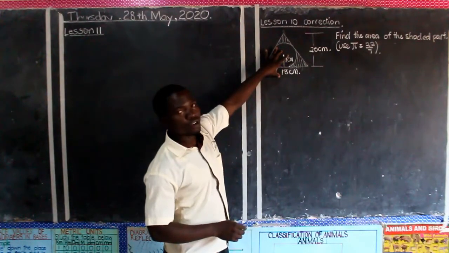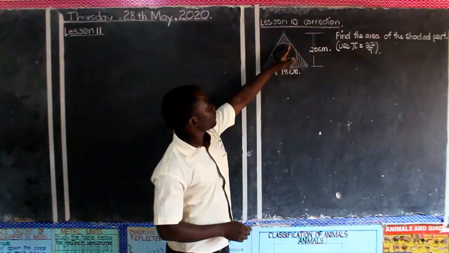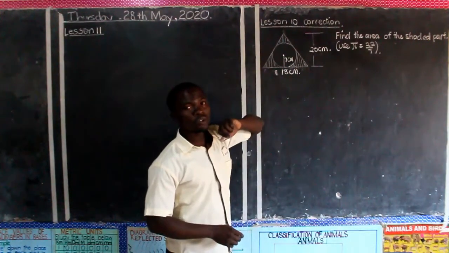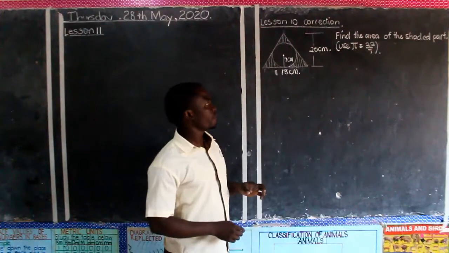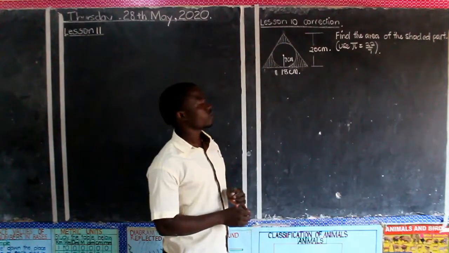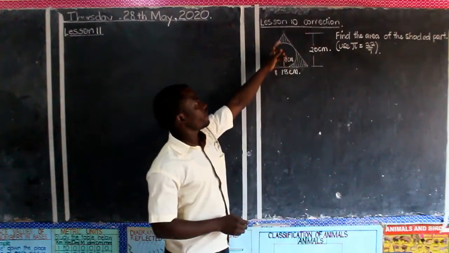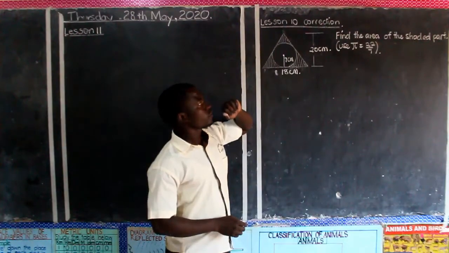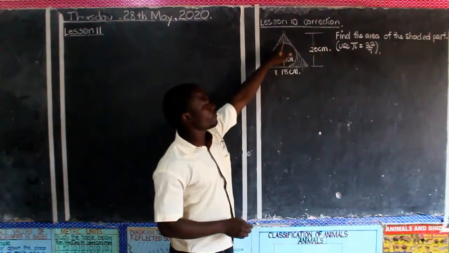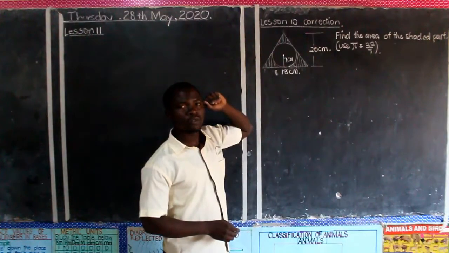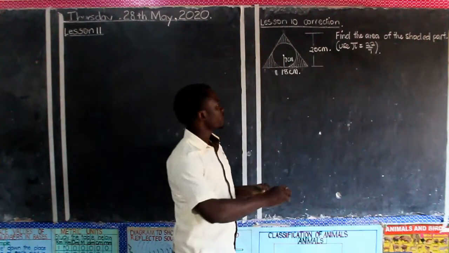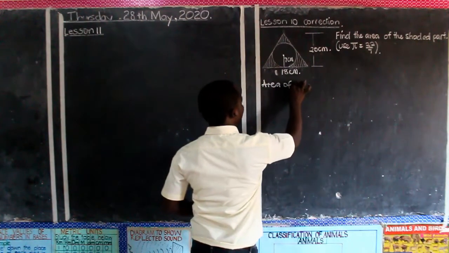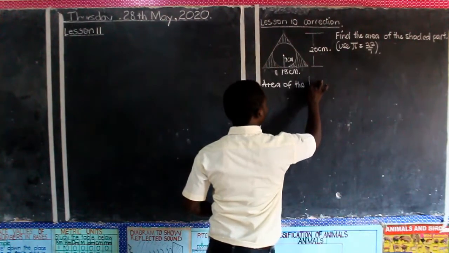Here is the figure. We have a triangle outside and a circle inside. So how do we get the area? What did we say? To get the area of the shaded part, get the area of the outer figure, which is a triangle, minus the area of the inner figure, which is a circle. The answer you'll get will be the area of the shaded part. So we shall begin by getting the area of the triangle.